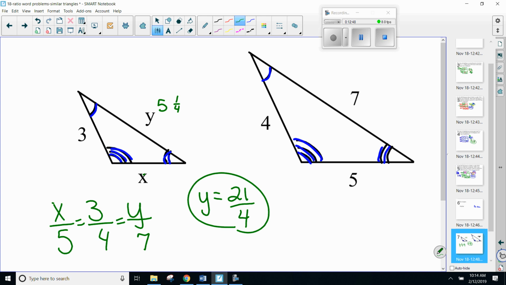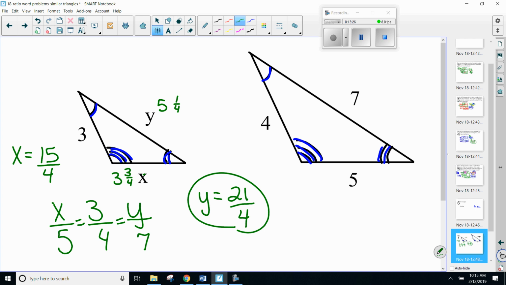If we look at x, what is x going to be equal to? 15 over 4. Cross multiply and divide. So what you're doing is you're forgetting about this one over here. So cross multiply and divide, you get 15/4. So you get 15 over 4, which is what? 15 over 4 is 3 3/4.